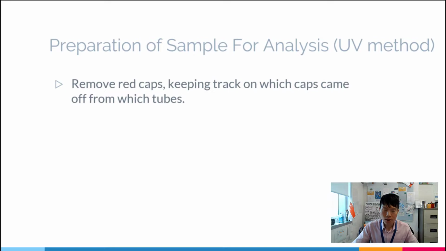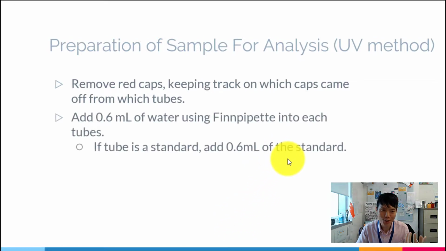Remember when you carry these tubes to your lab, you need to enclose them with a cap so that you don't have more NO2 gas going in. So you seal it off. Then you bring it to the lab, you remove the red cap, keep track of which cap came off which tube, because again you don't want interference. Then using the same Finnpipette, you change the pipette tip and add 0.6 ml of water to each of the tubes.